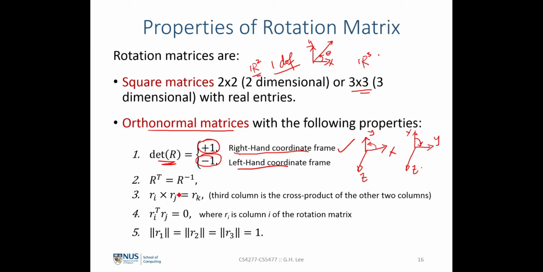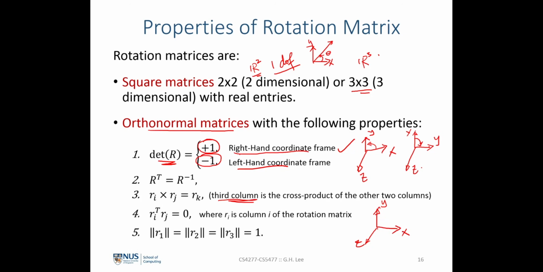Also, since it's an orthonormal matrix, the axes of the rotation matrix have to be orthogonal to each other. This means that the third column of the rotation matrix is equal to the cross product of the other two columns. In fact, any column of the rotation matrix is equal to the cross product of the other two columns. Each column defines an axis: column 1 defines the x-axis, column 2 defines the y-axis, and the cross product of these two gives us the z-axis in the reference frame, and this works for any combination. So if we take z and x crossed together, we get the y-axis, and so on and so forth.